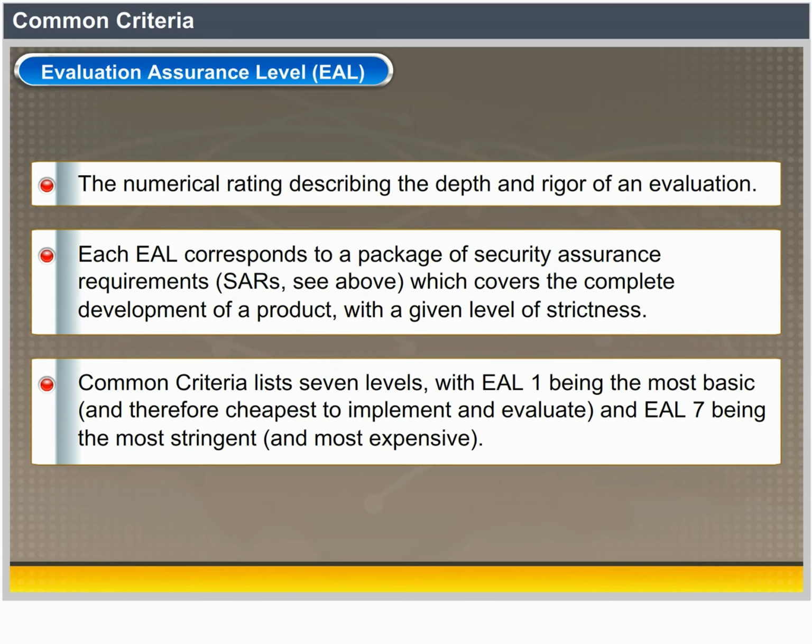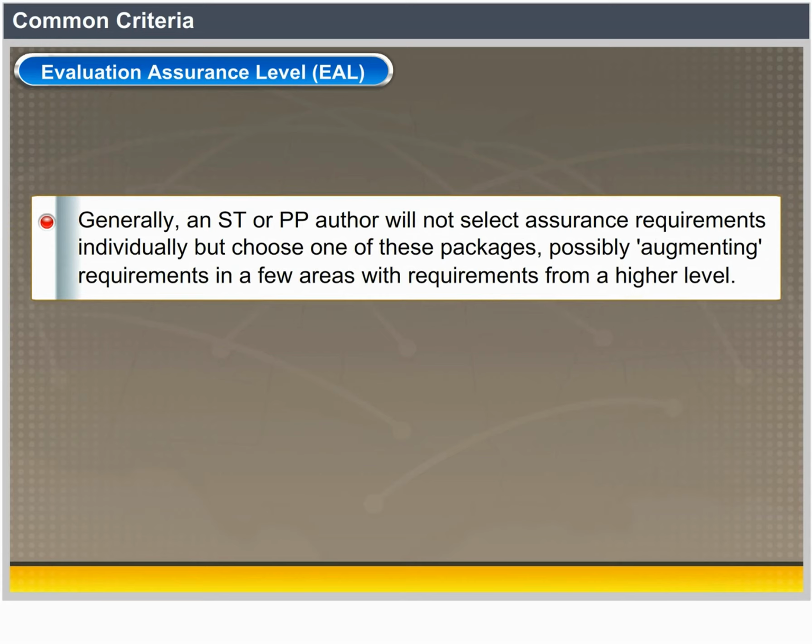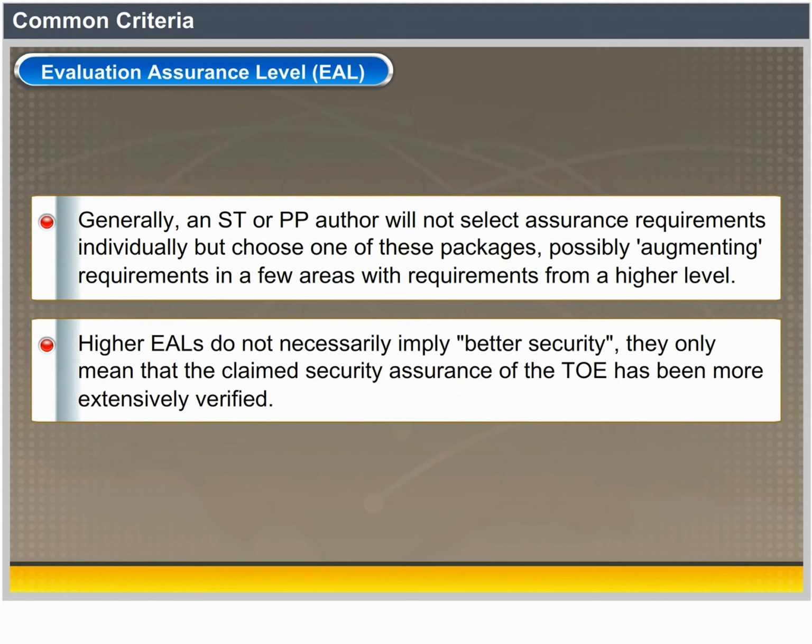Normally, an ST or PP author will not select assurance requirements individually, but choose one of these packages, possibly augmenting requirements in a few areas with requirements from a higher level. Higher EALs do not necessarily imply better security. They only mean that the claimed security assurance of the TOE has been more extensively verified.